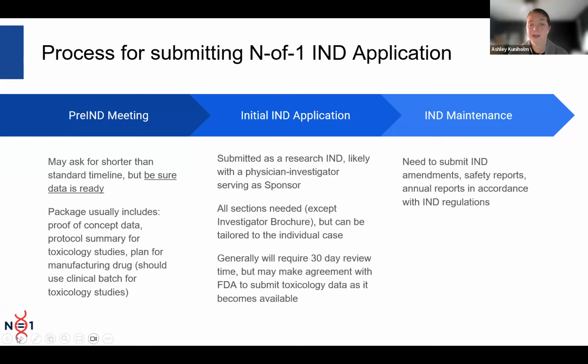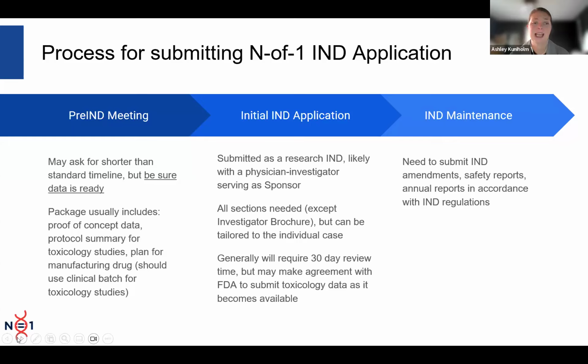However, because it's a research IND, you do not need to use eCTD, the common technical document. All of the sections generally are needed, but you can tailor them to the individual case. So the sections where you're describing the disease process and what has been done in the literature historically can be very much tailored to that specific case, that specific gene mutation, and so on, and what we might know about the natural history of that disease.